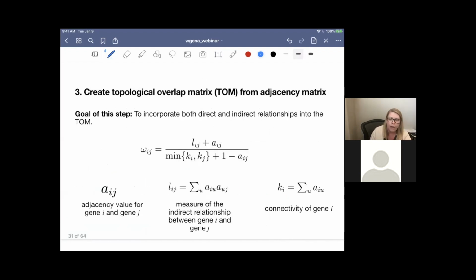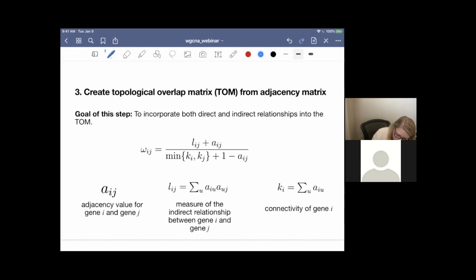Then the second part, so now we've gone from similarity to adjacency, and now we're moving on to what we call a topological overlap matrix, or TOM for short. And that's when we start incorporating those indirect associations. And so this is the nitty-gritty details on the statistical formula for that. So I'm going to break it down a little bit here.